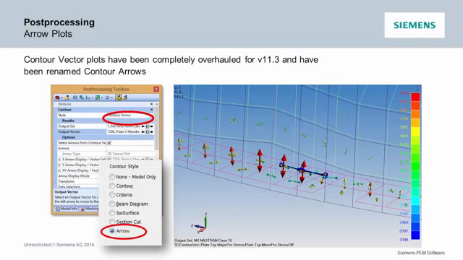Post-processing. We did a complete overhaul of our, we now call them our arrow plots. They used to be called contour vector plots, which was kind of confusing because we had contour plots, we had data output vectors. They really didn't have anything to do with each other. We were making arrows, so we now call them arrow plots.